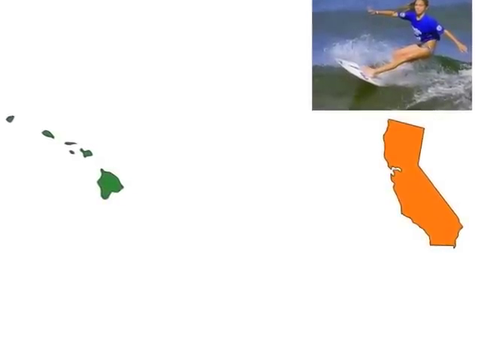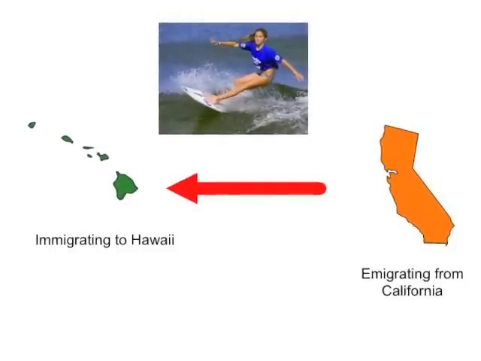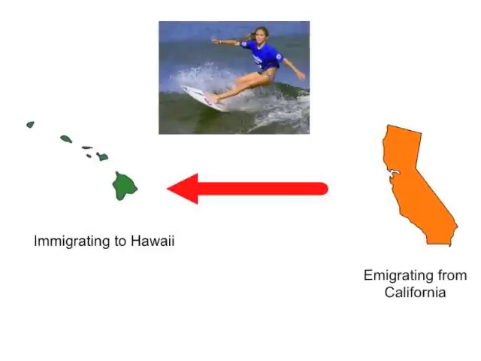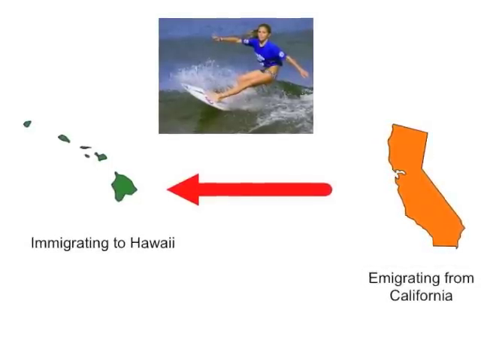Let's look at another example. Say a surfer in California wants to go to Hawaii. She then packs up her stuff and decides to go to Hawaii. Because she's leaving California, we say she's emigrating from California, and since she's arriving in Hawaii, she is immigrating to Hawaii.